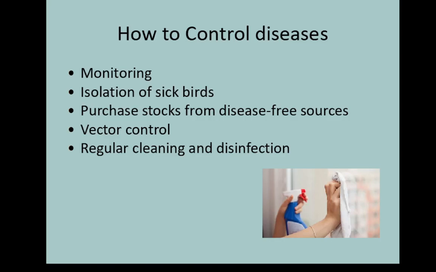that's placed, okay, just near the entrance, okay, of the house. And then next, purchase stocks from disease-free sources. Okay? If we are ensured that the birds that we have are not coming from a source that has been known to be sick, then we are doing ourselves a favor. Okay? And then vector control, as mentioned, when these disease vectors are able to come inside our production, then they could also bring with them diseases. Okay, diseases that are present in the nearby environment.